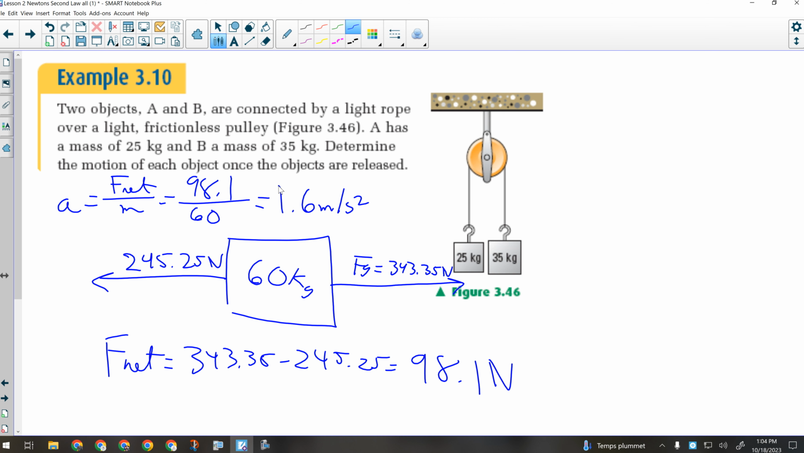So I can isolate it. I can say, if it asks, what's the acceleration of the 25 kilogram mass? I can say 1.6 meters per second squared up. Okay? But if it asks for the whole system, it can only ask for the magnitude because they don't go the same direction. So all I could put would be 1.6 meters per second squared. Okay? Everybody all right with that?